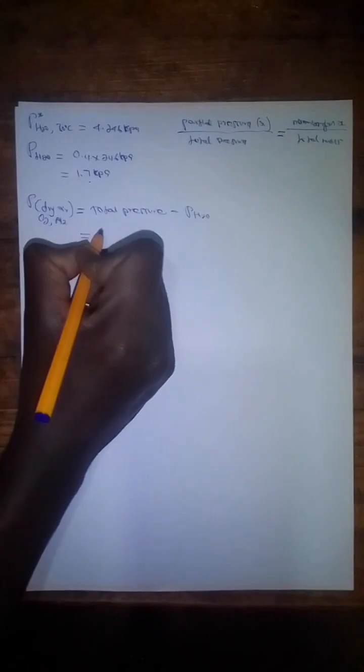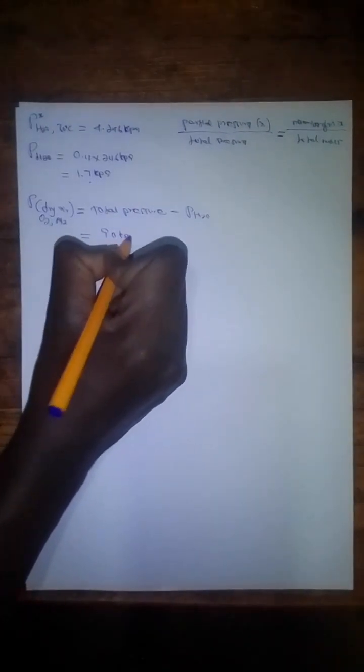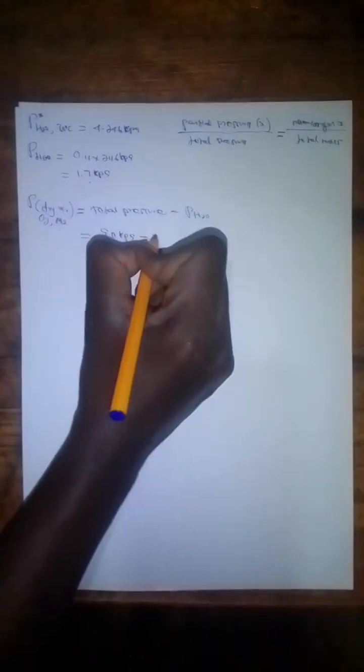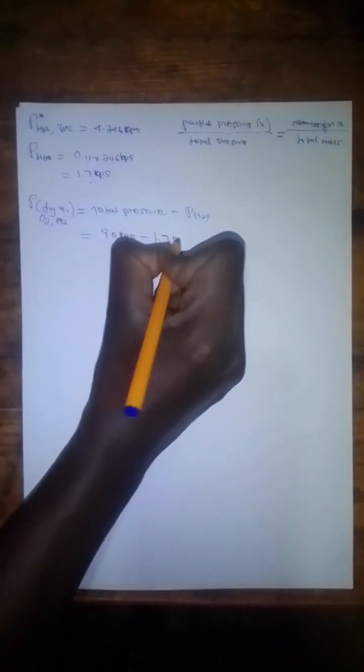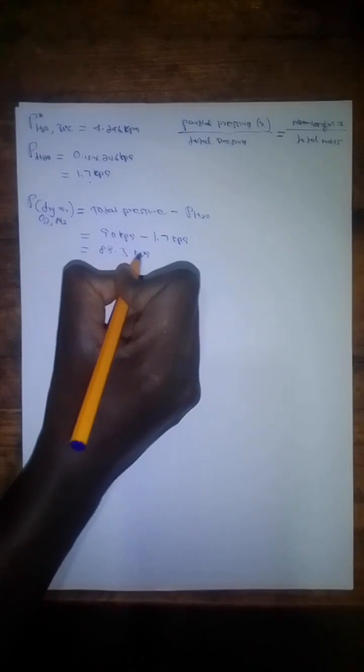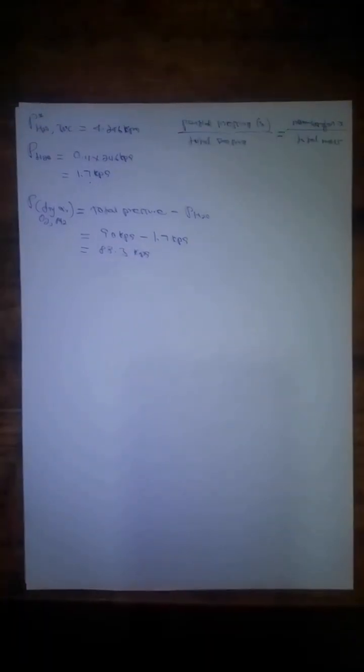So with that said, we can just say it's equal to the total pressure, which is 90 kilopascals, minus the partial pressure of water, which is 1.7 kilopascals, right? And if you use your calculator, that will give you 88.3 kilopascals. So now we have 88.3 kilopascals.